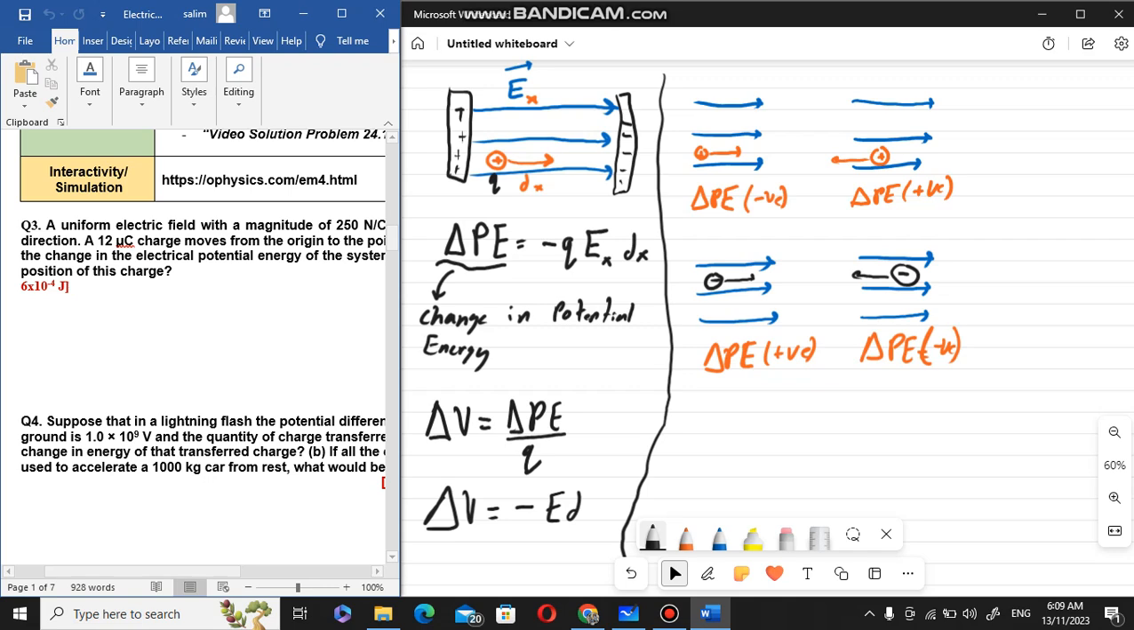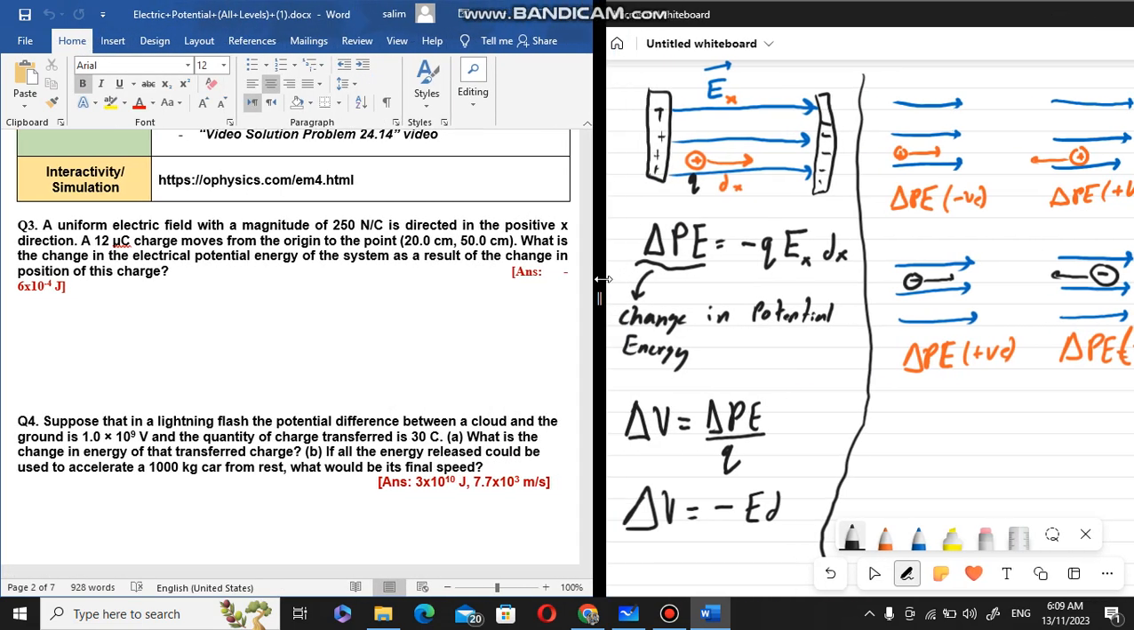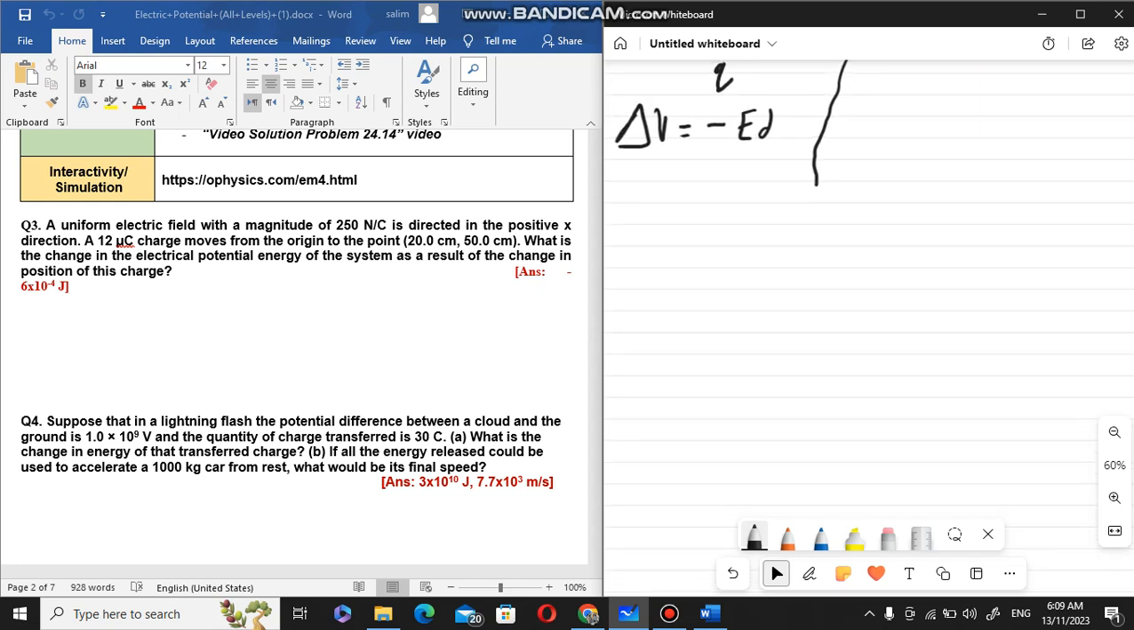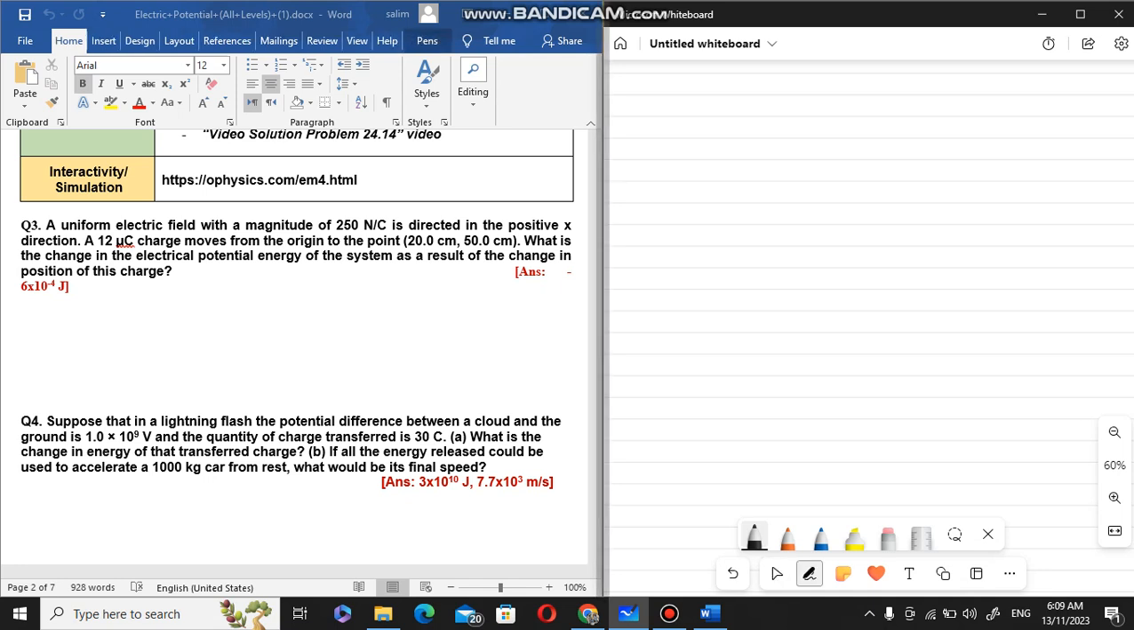Okay, so let's do question 3. In question 3, it's saying the following: A uniform field with a magnitude of 250 newtons per coulomb is directed in the positive x direction. So electric field here is on the x-axis, so we call it Ex, and it is equal to 250 newtons per coulomb, and it's directed to the right.